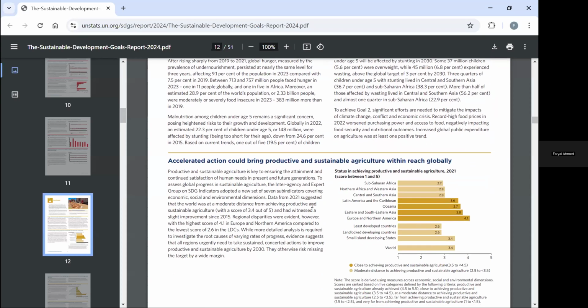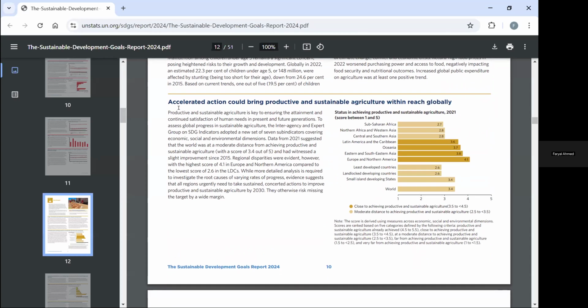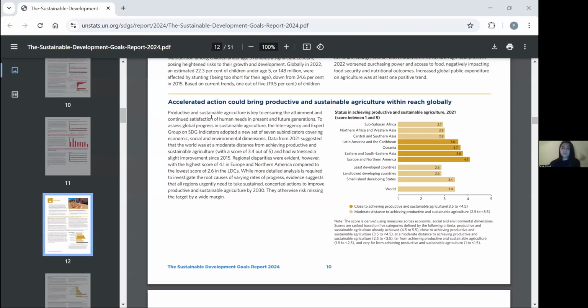malnourishment, and food insecurity. For example, this story that we see here is on indicator 2.4.1, which is on productive and sustainable agriculture. So we have the headline here, and this is in the same vein as what Nicholas mentioned, that we have a storyline, let's say a very enticing title here: accelerated action could bring productive and sustainable agriculture within reach globally.